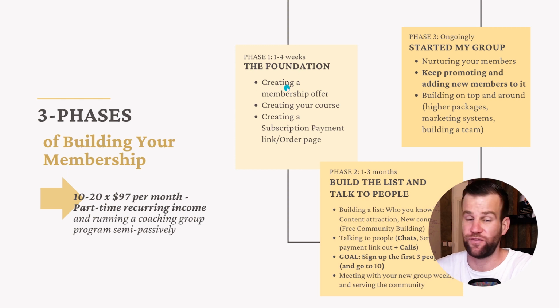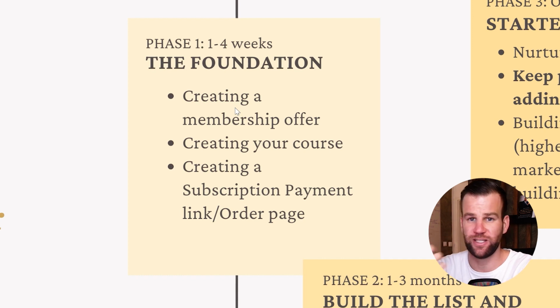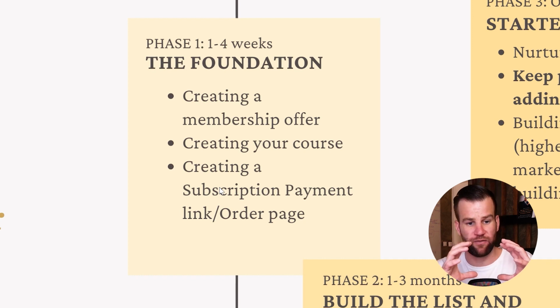And the first phase is going to go for 1 to 4 weeks. That's kind of the building phase, right? Where you're going to build the foundation. You're going to need to create your membership offer, decide what it's going to be all about, do some research about your niche, and decide on the outcome that you're going to be delivering to other people. You're also going to need to create a mini course, a curriculum, steps through which you're going to take people when they join your membership, right? And then you're going to need to create a few other things, create a subscription payment link on an order page, or open up a school community so you could collect subscriptions from school for your membership.